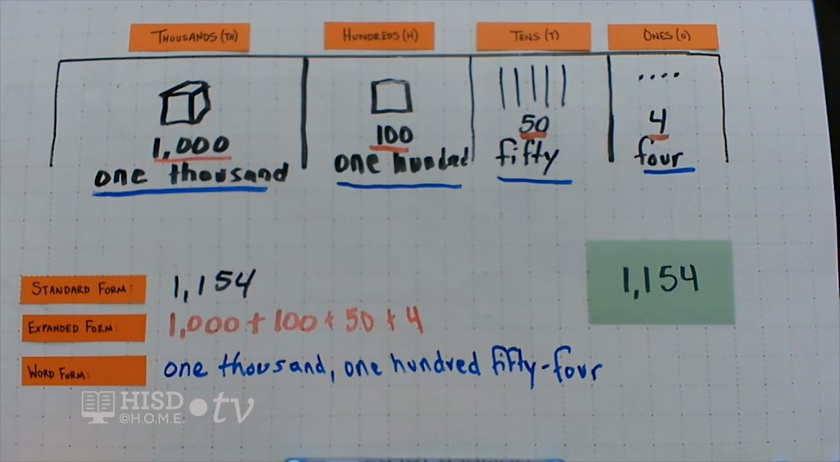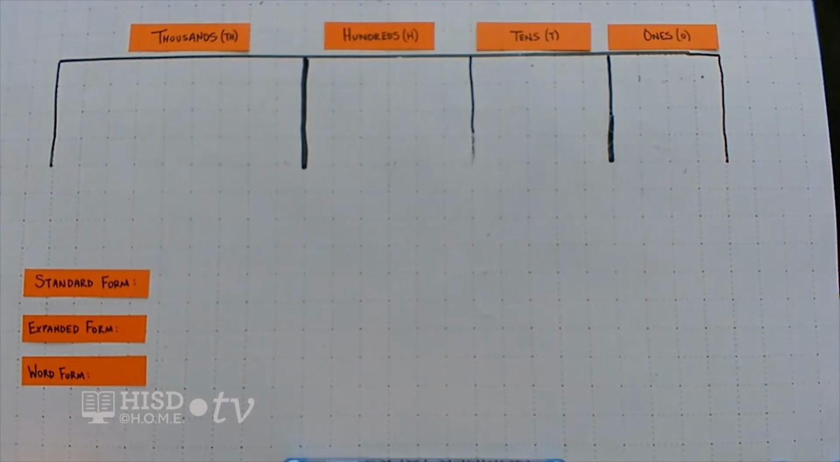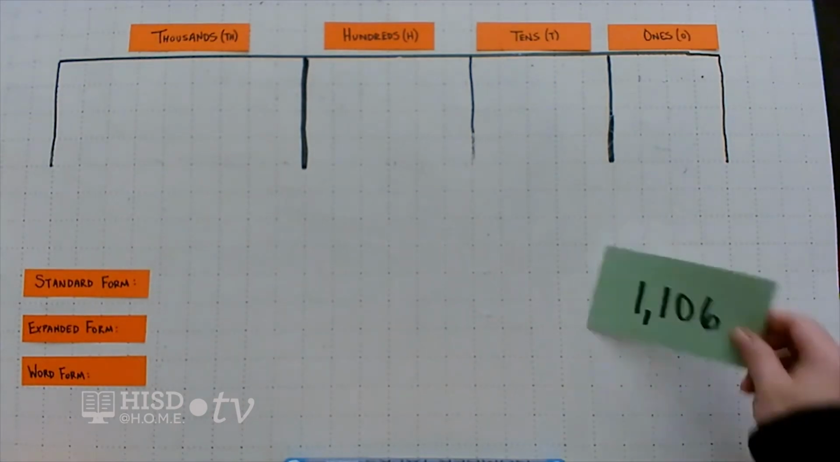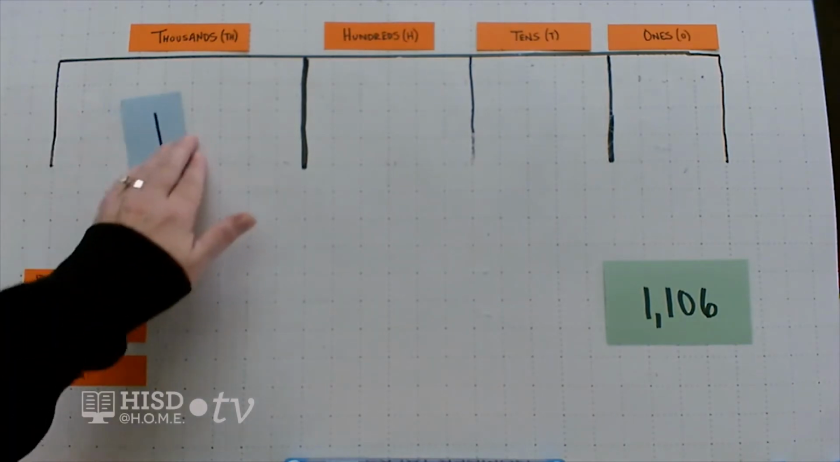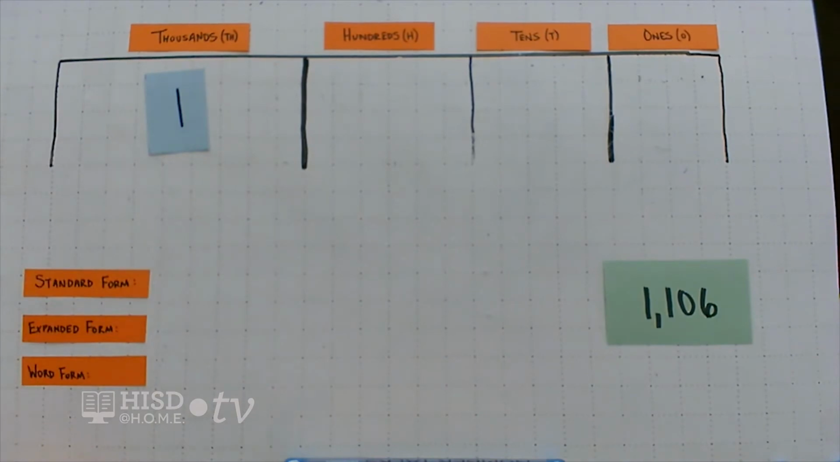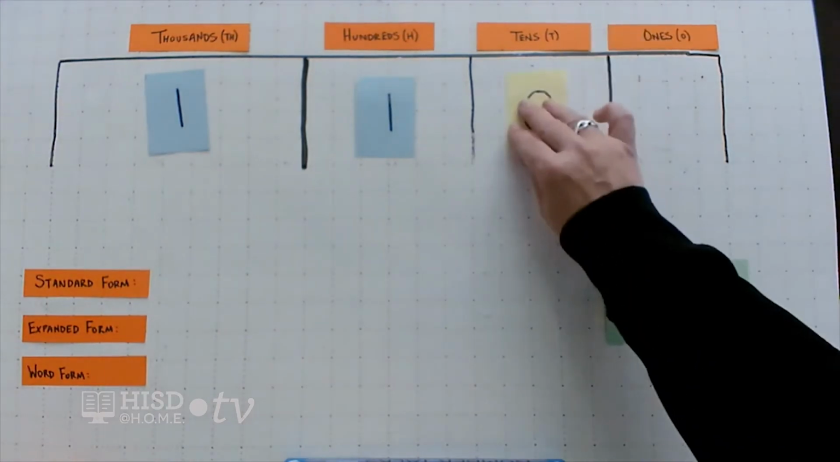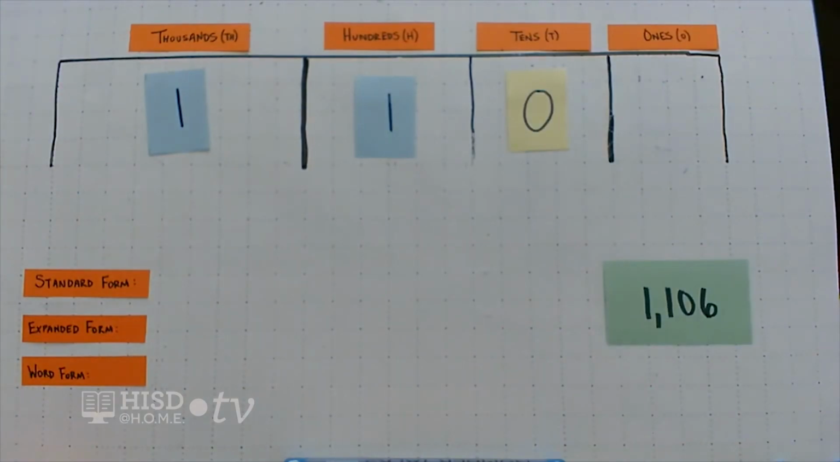Let's take the opportunity to look at one more example. Our second example will be 1,106. So take a minute to decompose that value into your place value chart. When I see the number 1,106, I know that I have one group of 1,000, I have one group of 100. I have 0 tens, no tens, and I have 6 groups of 1.